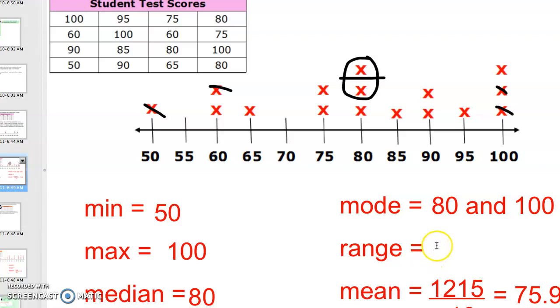Okay. The range. The range is your largest minus your smallest number, so 100 minus 50. The range of these test scores is 50. Okay. The mean is your last one.